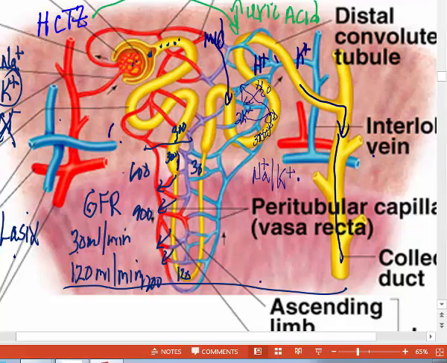So the most powerful of the renin-angiotensin-aldosterone mechanism is the effect of aldosterone. And the effects of aldosterone, when this system is initiated in a big way, can last for weeks, sometimes months.